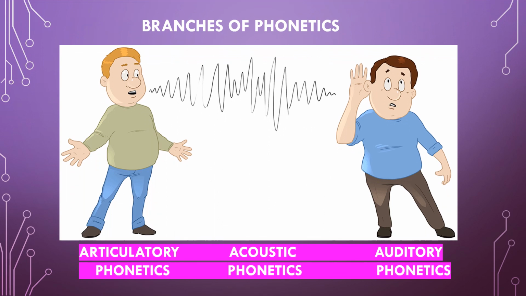Now let us talk about the branches of phonetics. Articulatory phonetics, acoustic phonetics, and auditory phonetics are the three main branches of phonetics. Now, as is evident from the picture, articulatory phonetics deals with the production, acoustic phonetics deals with transmission, and auditory phonetics deals with the perception of speech sounds.